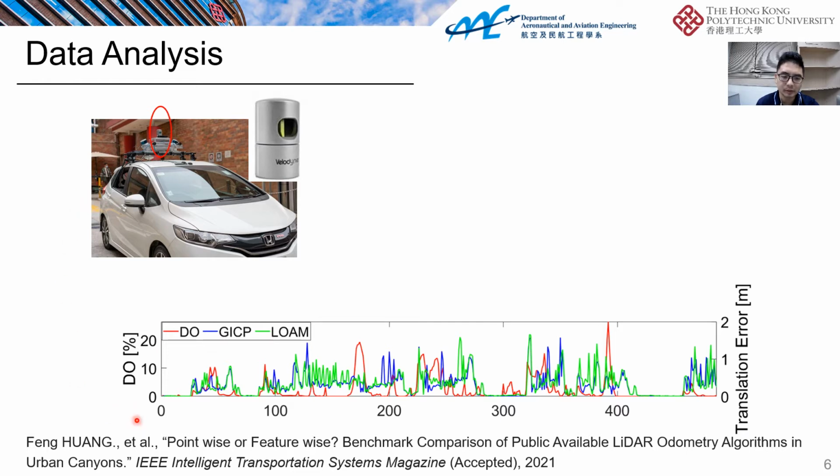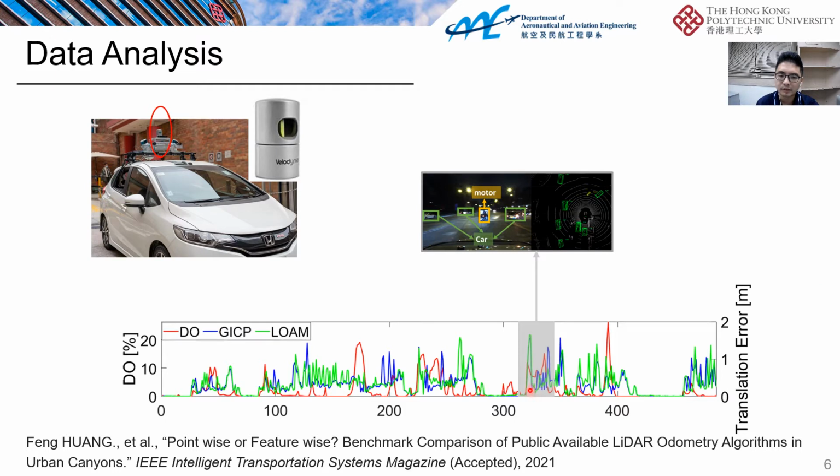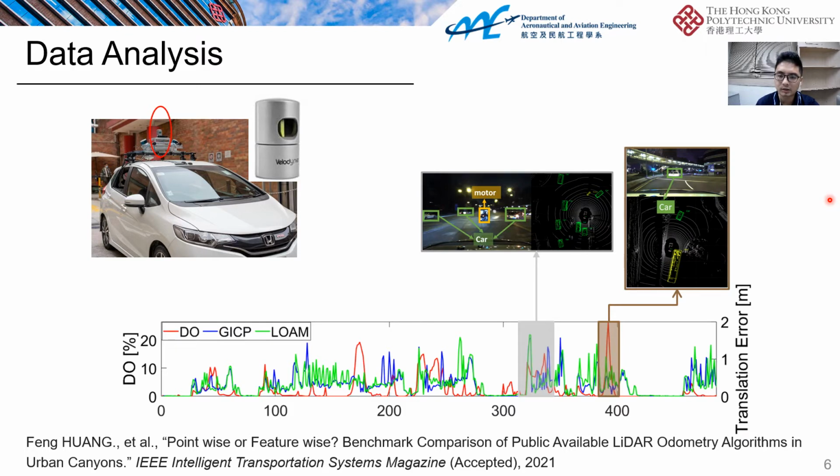We have done experiments before. The y-axis is the percentage of dynamic objects. The x-axis is the epochs. We can see LOAM is also affected by the dynamic objects. So for example, at epoch 325, the dynamic objects go up, and the translation error also becomes larger. Also at epoch 400, if a car and a bus are nearby, the translation error also goes up. So we can conclude that the dynamic objects are the challenges for LOAM.